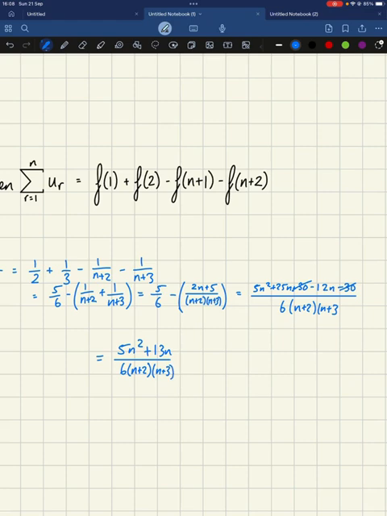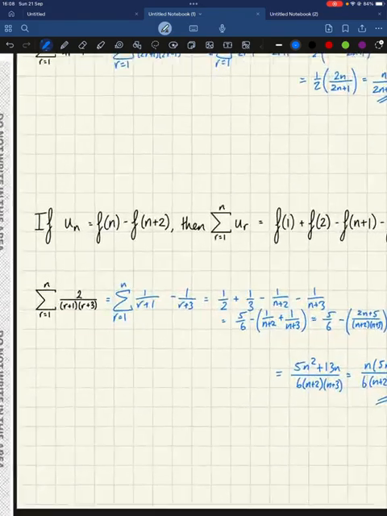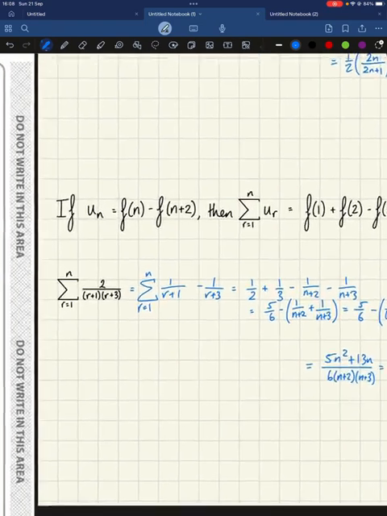We can factorize a little bit more, so we get n into (5n plus 13), all over 6(n plus 2)(n plus 3). And that's done. Now let's just quickly show this by the method of differences.